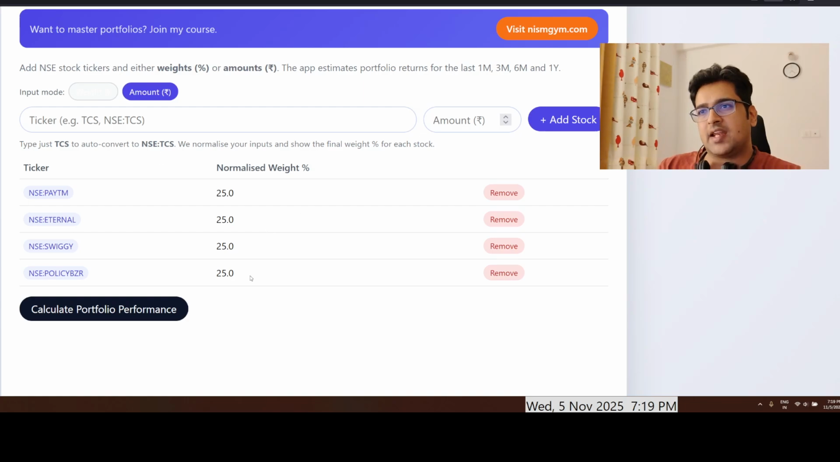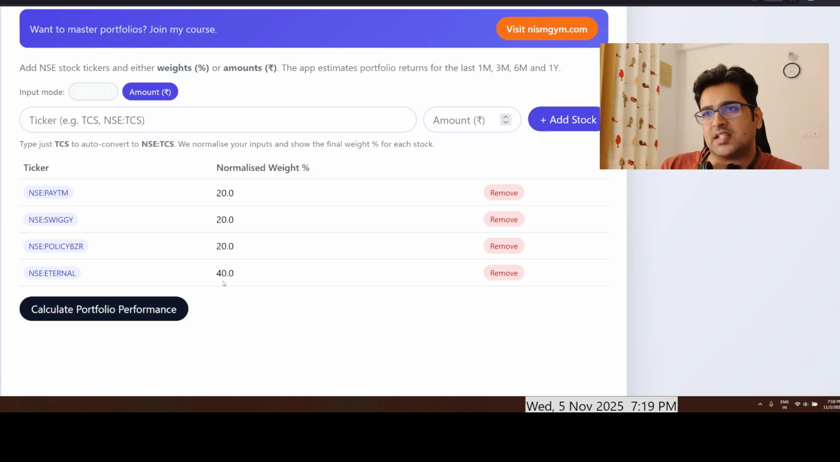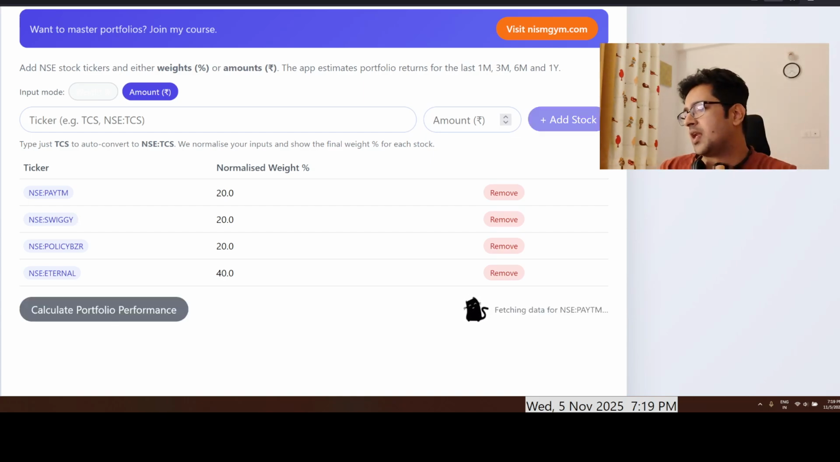So again, we have done an equal weighted portfolio, or for good measure, let's make it slightly interesting, and let's increase the weightage of any two here. So maybe for Eternal, let's make it double. Let's say in our portfolio, we had invested 200 in Eternal, which is Zomato, and 100 in everyone else. So you can see the weights have been normalized, right? So Eternal is now 40%, and the remaining each is now 20%. So we have these weights now. Let's calculate the performance and let's see what the portfolio is going to look like.